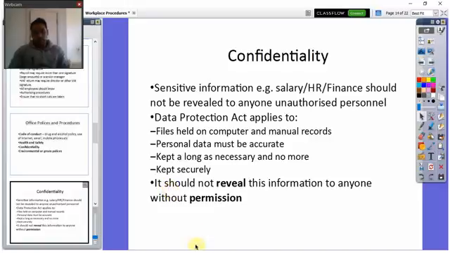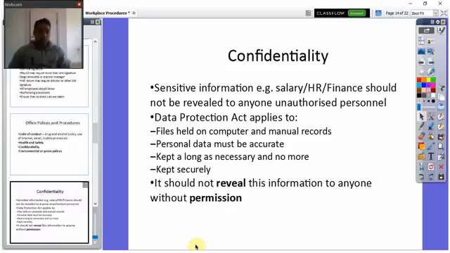Confidentiality. We've been through this a number of times. Keeping sensitive information, e.g. salary, HR, finance, shouldn't be revealed to anyone apart from authorised personnel. So the HR manager, the finance manager and some senior directors would usually have access to this information, but not very many others. For example, the marketing director would not need to know the salary information of most staff. It's job related: if your job is in this area, then you should have access. No one else should, and you shouldn't be discussing it with anyone.